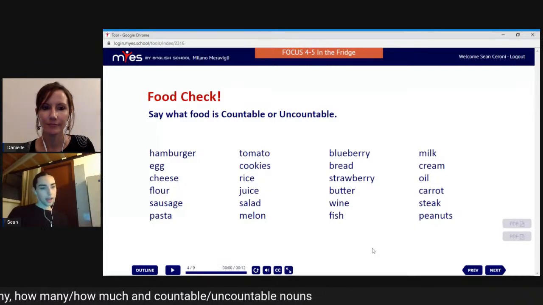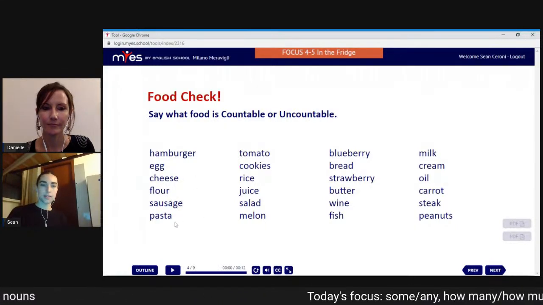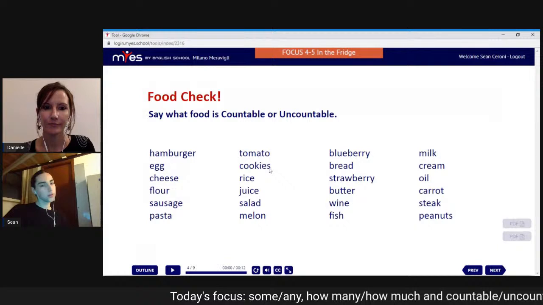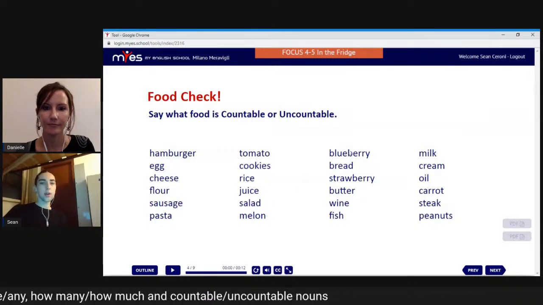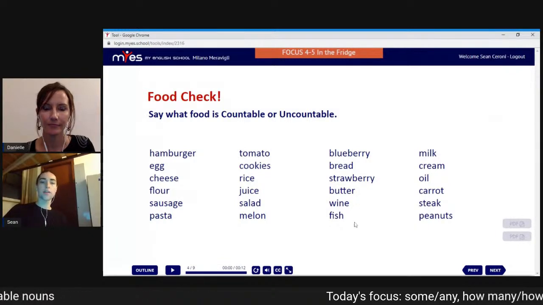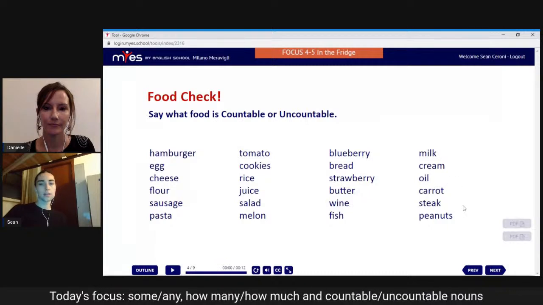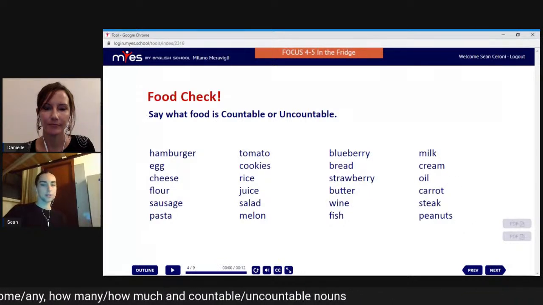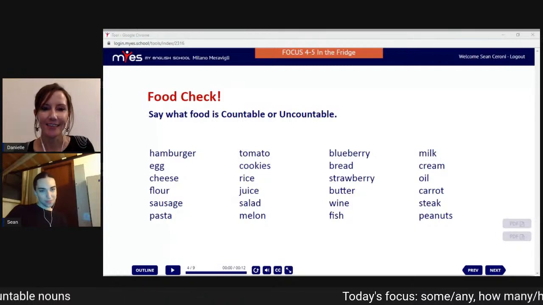Hamburger, egg, cheese, flour, sausage, pasta, tomato, cookies, rice, juice, salad, melon, blueberry, bread, strawberry, butter, wine, fish, milk, cream, oil, carrots, steak, peanuts. Hmm. Okay. All right. So now my turn.